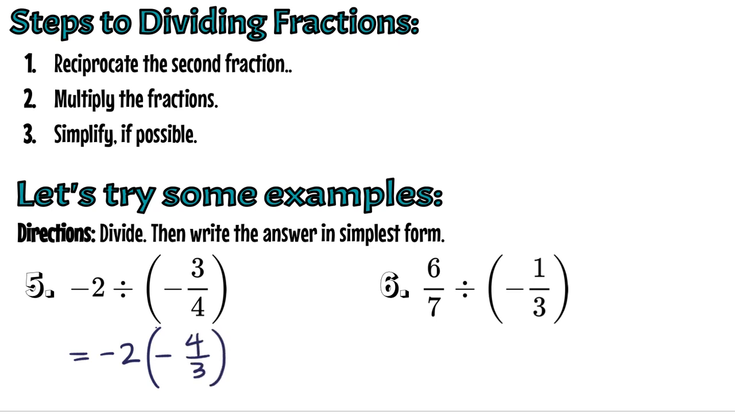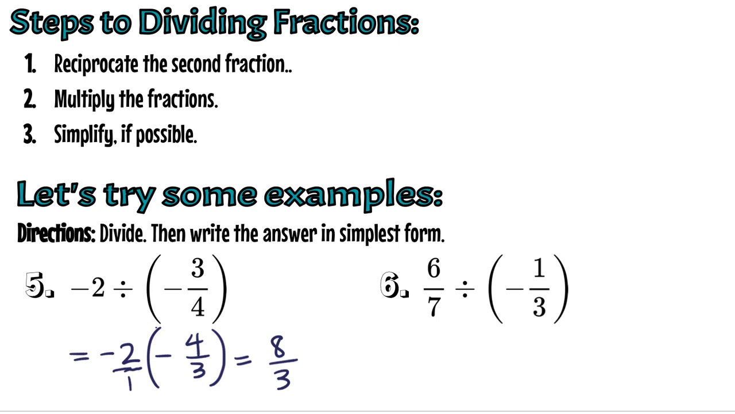Now we're just multiplying fractions. Remember, this is the same as -2/1. So we have a negative times a negative. We know that's going to be positive. 2 times 4 is 8, over 1 times 3 is 3. So -2 divided by -3/4 is 8/3.